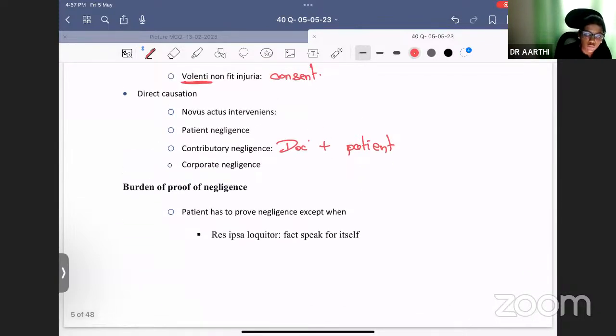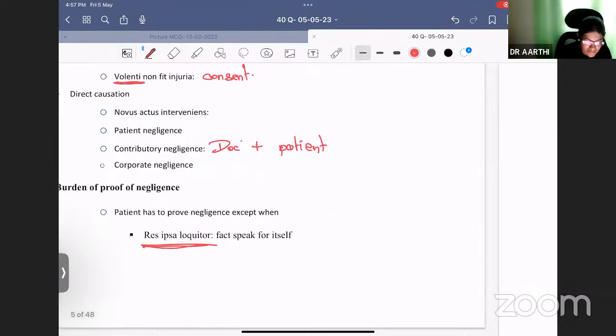Okay, the burden of proof, this we have already discussed, is always on the patient except in res ipsa loquitur, right? Except in res ipsa loquitur.